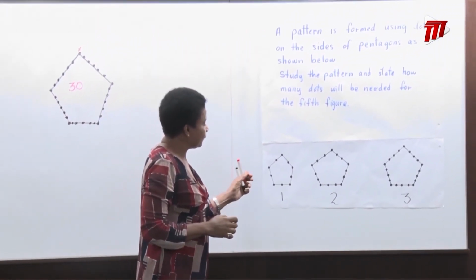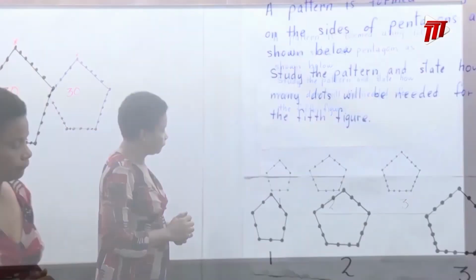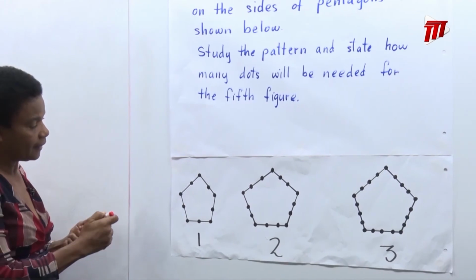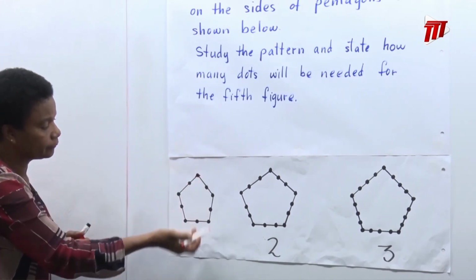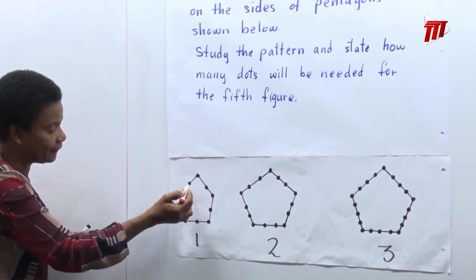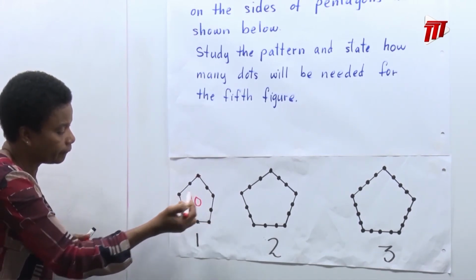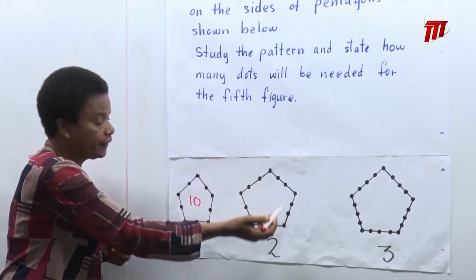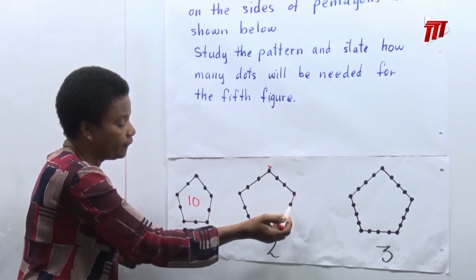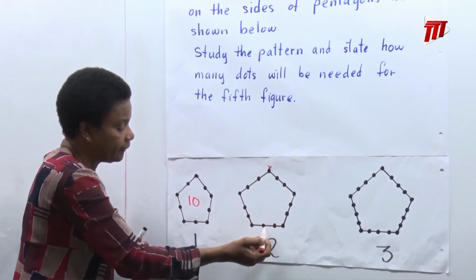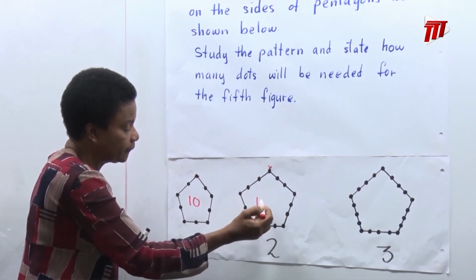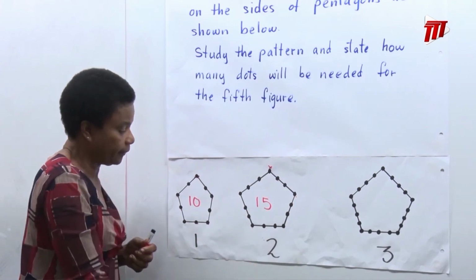But let's see if we can do this another way. If you observe carefully, let's count the dots on the first pentagon. 1, 2, 3, 4, 5, 6, 7, 8, 9, 10. Let's count the dots on the second pentagon, starting here. 1 through 15. I'm sure you can see where I'm going here.